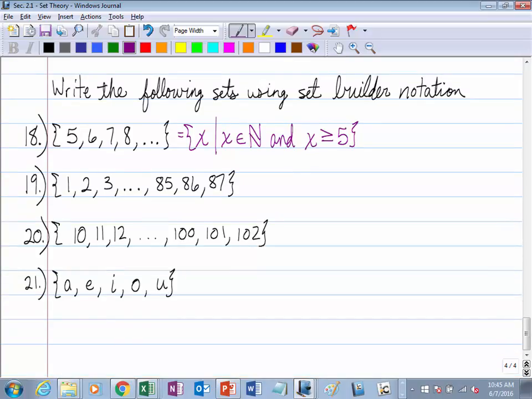And then for number 19, that looks like all of the natural numbers between 1 and 87. So that would be x such that x is an element of the natural numbers. And we could just, actually the simplest way to say this would be to say that x is less than or equal to 87. We don't even really need to include the 1 because that's already understood by the fact that it's the natural numbers, because the natural numbers start at 1.